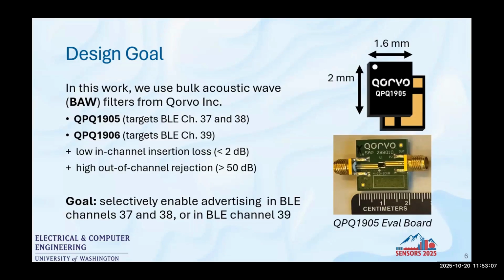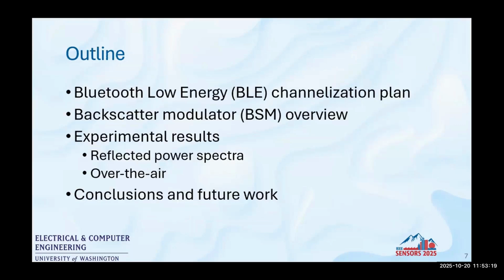Specifically, we use two BAW filters from Qorvo Inc. to selectively advertise in channels 37 and 38 if the QPQ 1905 is included, and in channel 39 if the 1906 is included. The rest of my talk is outlined as follows. First, I'll quickly introduce the BLE channelization plan, and then I'll give a brief overview of the design of our backscatter modulators. I'll then present some of our experimental results before concluding and proposing avenues for future work.